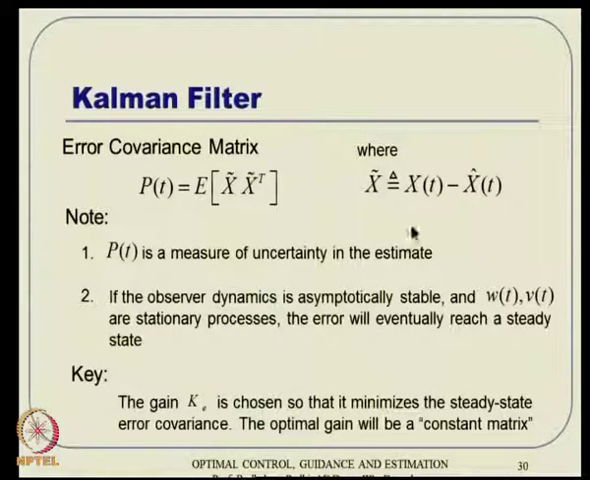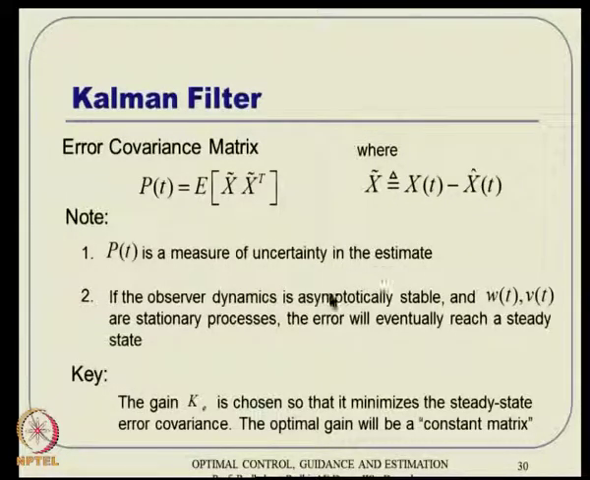The Kalman filter also defines a covariance matrix, which by definition is the expected value of x tilde times x tilde transpose, where x tilde is x of t minus x hat of t. Remember, this is the true state and this is the estimated state. The difference between them is x tilde. So, P of t is a measure of uncertainty in the estimate. That is why we are interested in P also. We estimate something, but we also want a measure of uncertainty in that particular estimate.